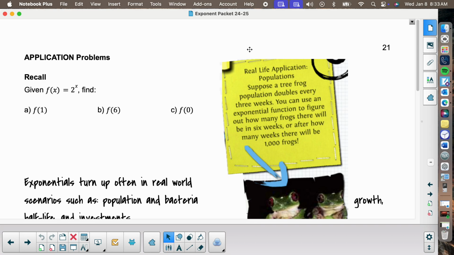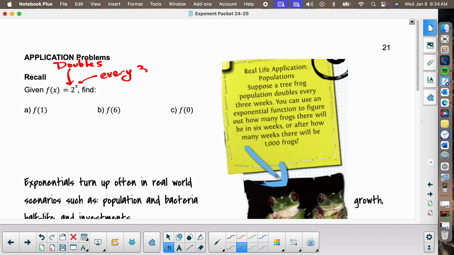So like say this one right here, this first one is, the population of frogs doubles every 3 weeks. So the equation that's up there, that's where the info comes from.